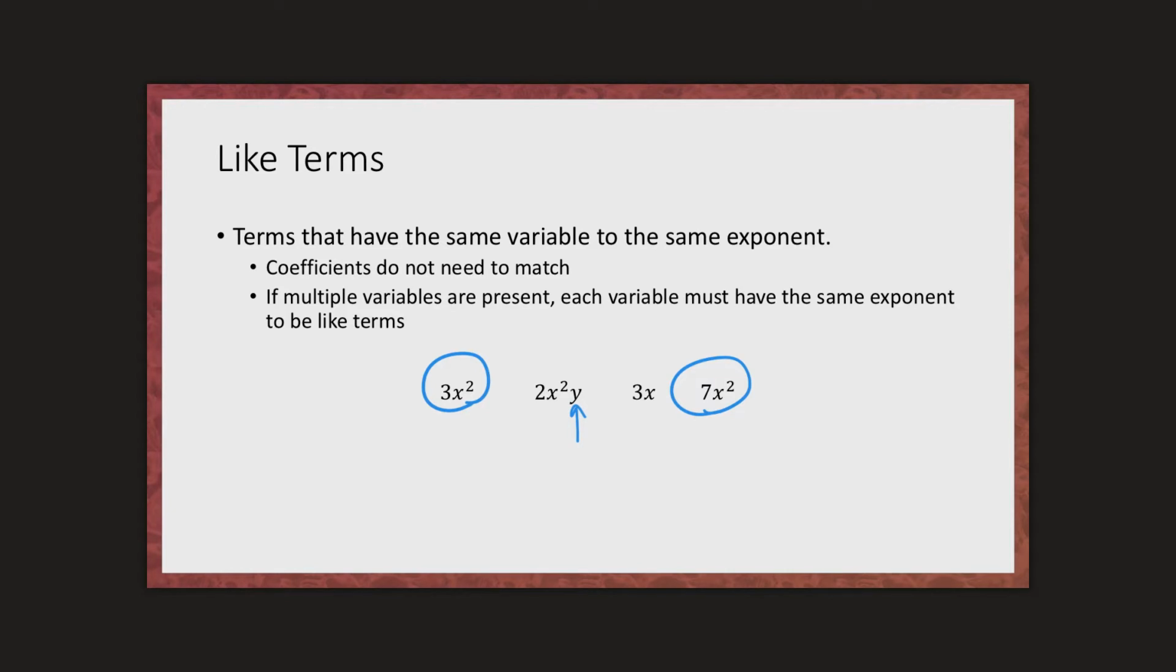This term has a y in there with the x to the second, so that is not a like term with 3x squared and 7x squared. And 3x has an x by itself, but it does not have an exponent of 2, so it's not the same variable to the same exponent. The two like terms are 3x squared and 7x squared, and we would be able to combine those together in an addition problem.